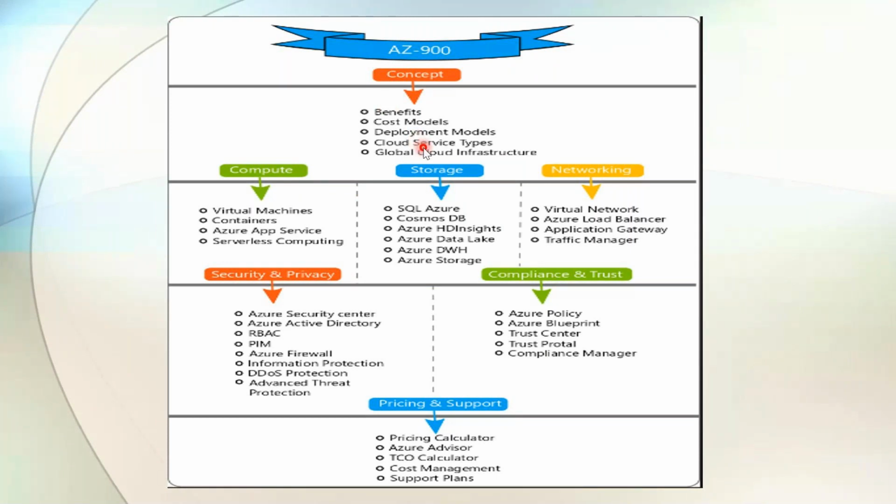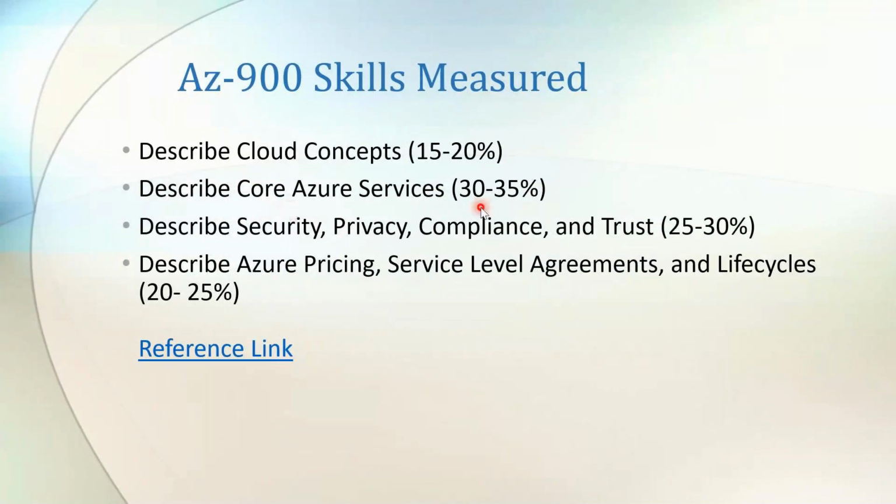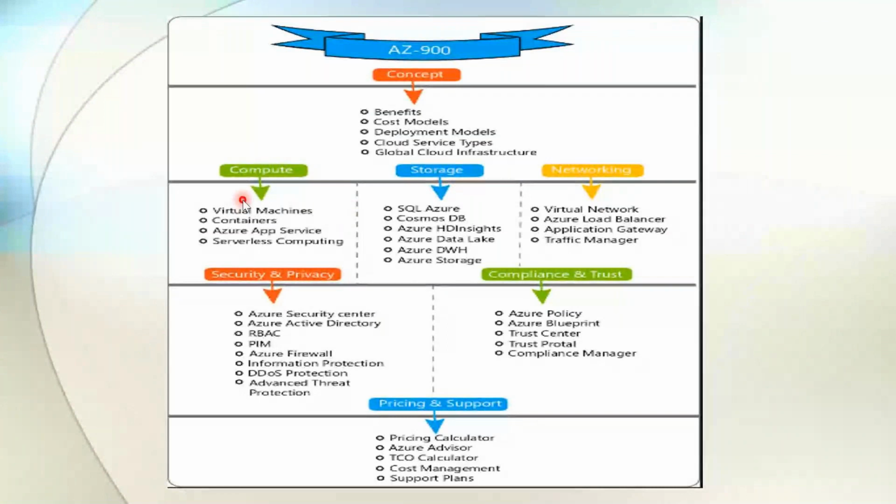Next, I've told you, the second point is describing core Azure services. So 30 to 35 percent of your questions will be from this area. Again, there are so many core services. Which core services will they ask? The main pillars are compute, storage, and network. What is compute, what is storage, what is network, everything we will see elaborately in the upcoming sessions.